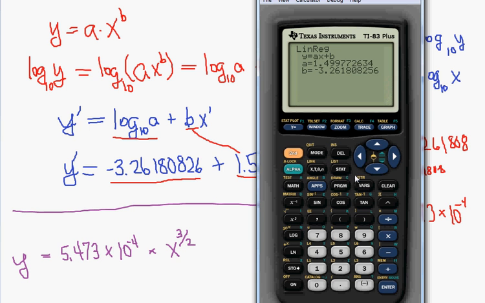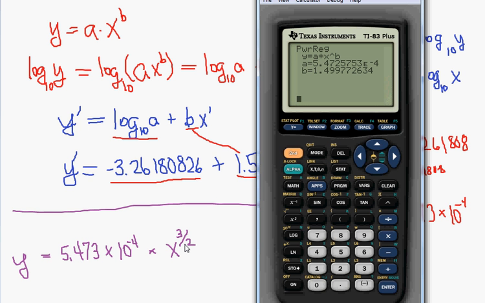The TI calculator also does power law fits. So if I go to calc and then go down a ways, down here is the power regression. And for this one, I would use the original L1 and the original L2. And that would give me the numbers that I have here, 5.473 times 10 to the minus 4. And the exponent b is basically 3 halves, 1.49977. So if the function is built into the calculator, by all means use it.